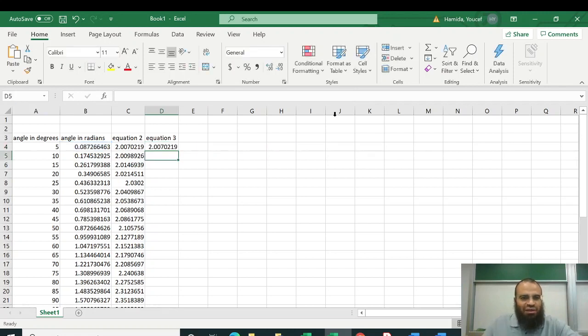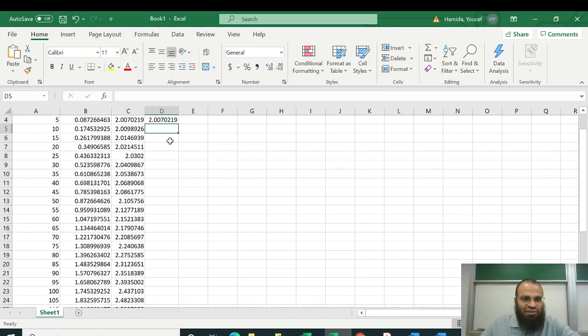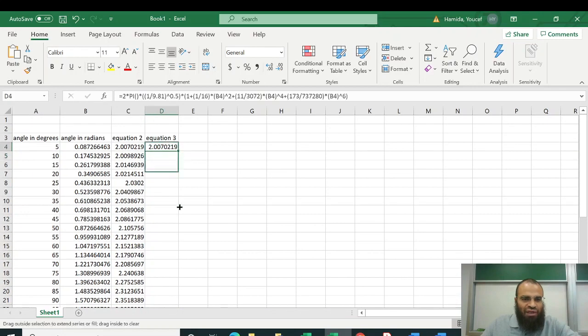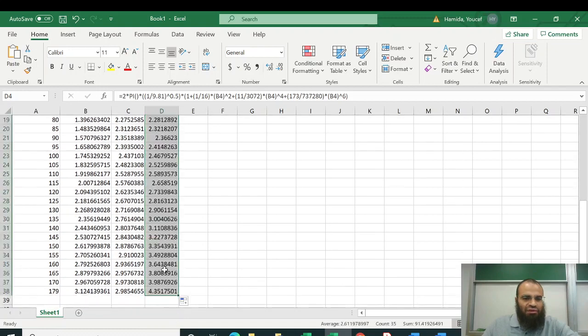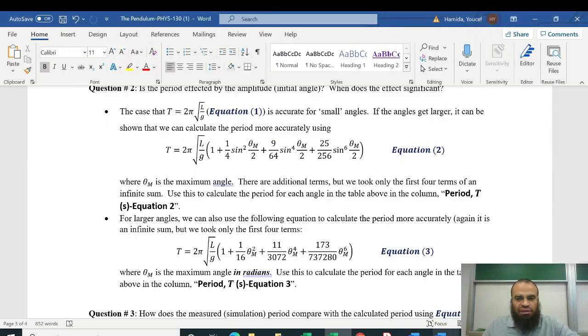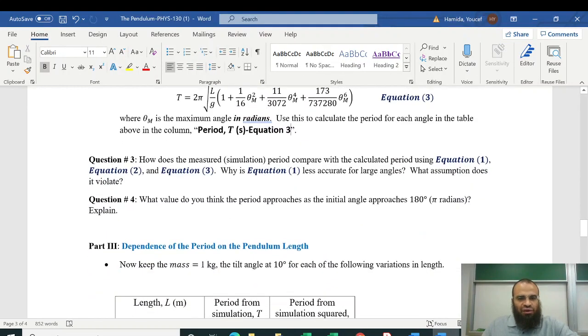Hit enter, you get a number. It should be very close to each other, but as the angle grows, they change also. Okay, so we get that. Okay, so as the angle grows, they get totally different numbers. Okay, and so that's that. And then there are some questions here.